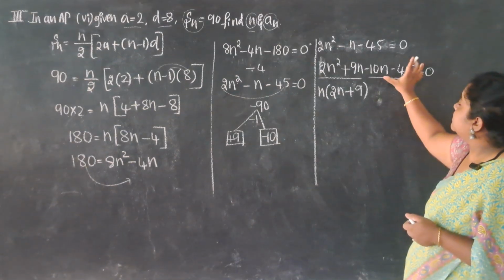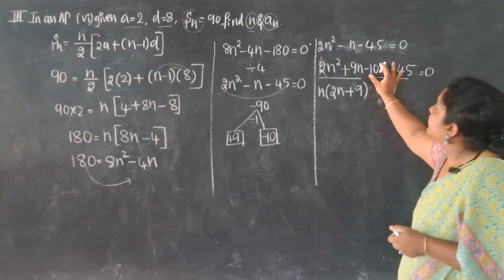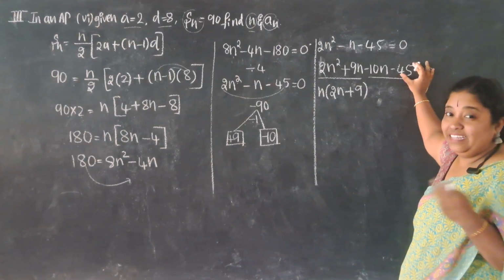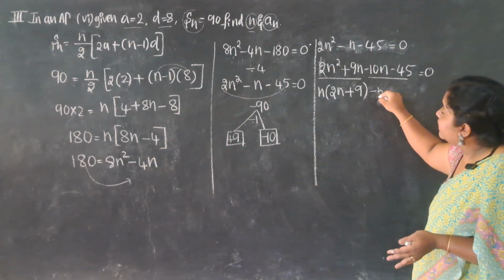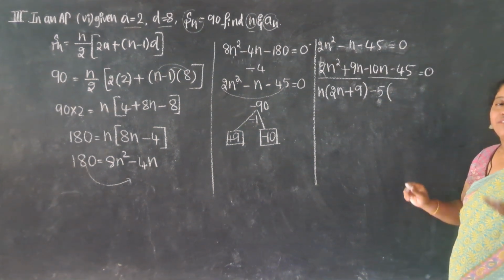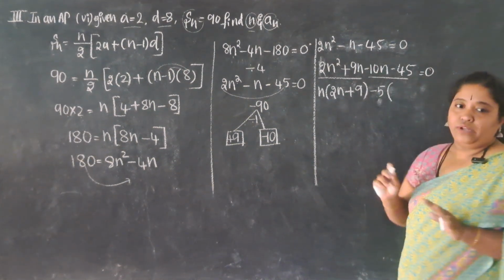Just see here, it is 10n minus 45. Is anything in common? It's very sure that I can take 5 common, because both have the common factor 5. But the negative I have to take out.